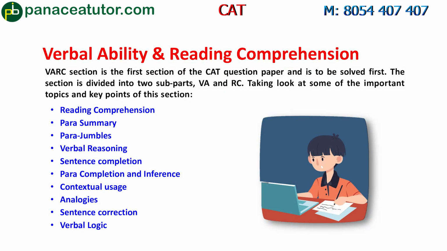So talking more about each of the sections, we have VARC as the first section of the CAT question paper, and it is to be solved first. The section is divided into two subparts, VA and RC. Taking a look at some of the important topics and key points of this section: reading comprehensions, para jumbles, para summary, pick the odd sentence out, verbal logic, contextual usage, sentence correction, etc.